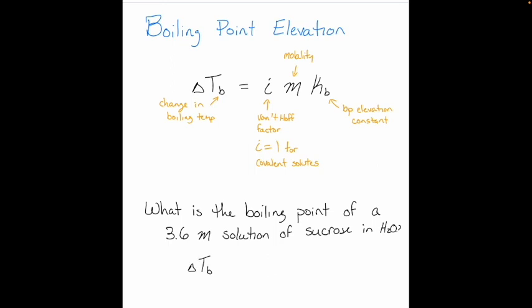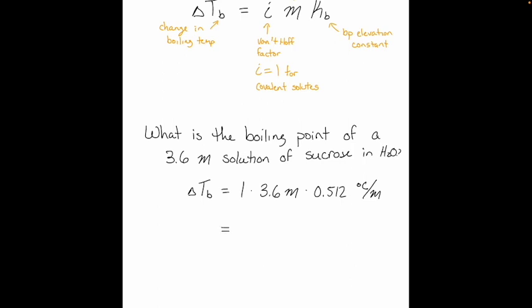So my delta T_b is equal to that Van't Hoff factor, which is just 1 for these covalent compounds. Okay, so we're just going to leave it out, or we can put 1, boom. Our solution concentration is 3.6 molal, and then from my table, that K_b for water was 0.512 degrees Celsius per molal. Okay? So if I punch this into my calculator, I get 1.8432.